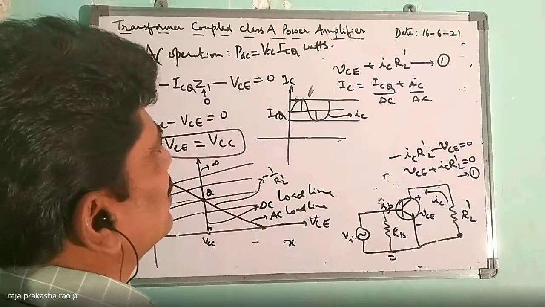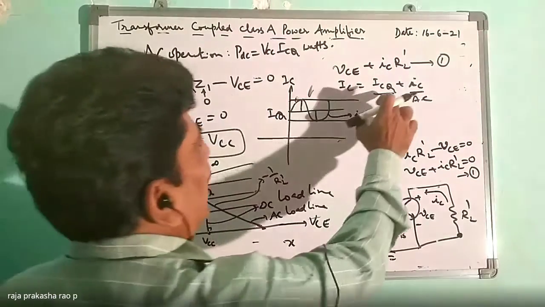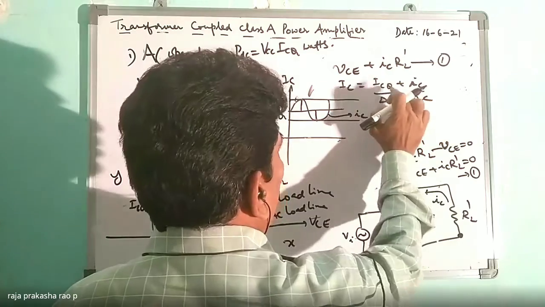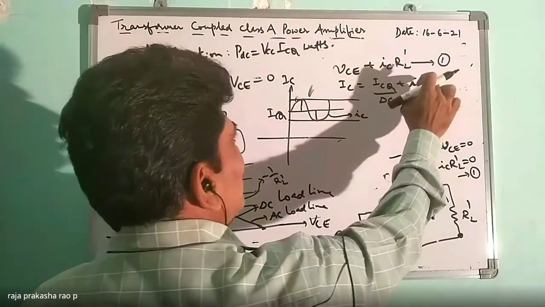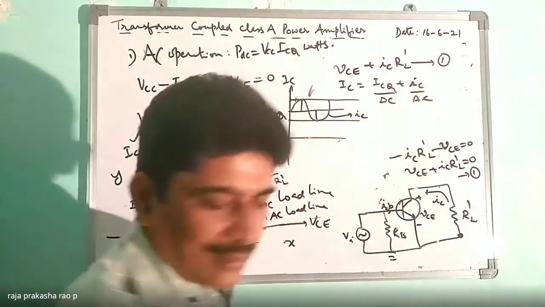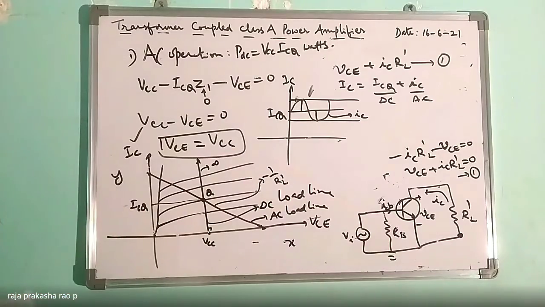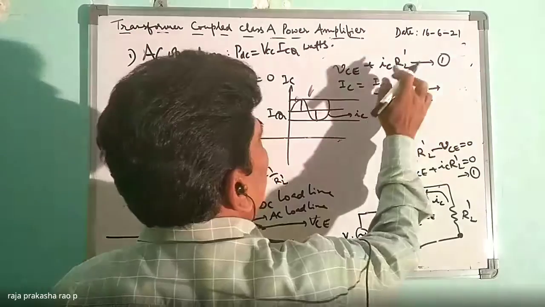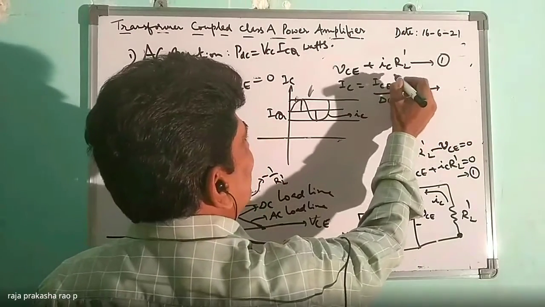So IC is equal to ICQ plus ic. ICQ is DC and ic is AC. Okay. Let this be the equation. Before this, let us find out VCE.